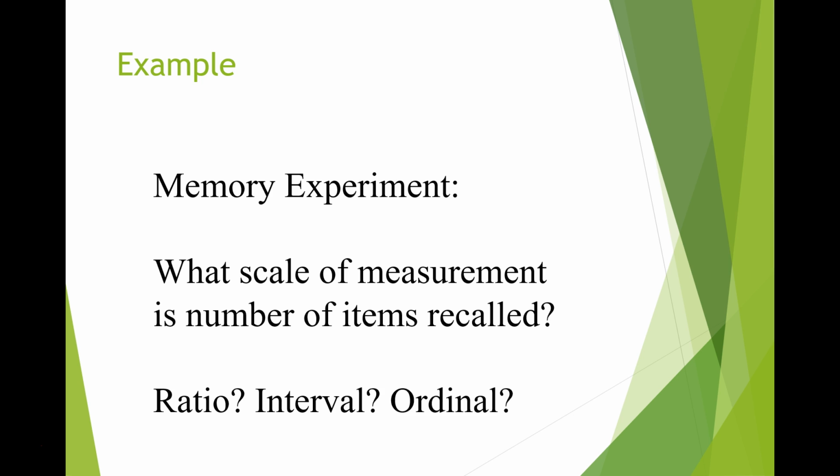In memory experiments, the dependent variable is often the number of items correctly recalled. What scale of measurement is this? You could reasonably argue that it is a ratio scale. First, there is a true 0 point. Some subjects may get no items correct at all. Moreover, a difference of 1 represents a difference of 1 item recalled across the entire scale. It is certainly valid to say that someone who recalled 12 items recalled twice as many items as someone who recalled only 6 items.